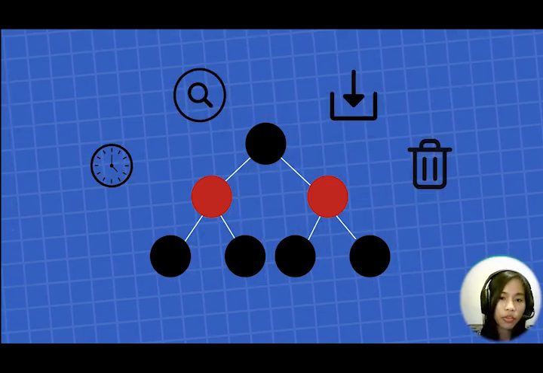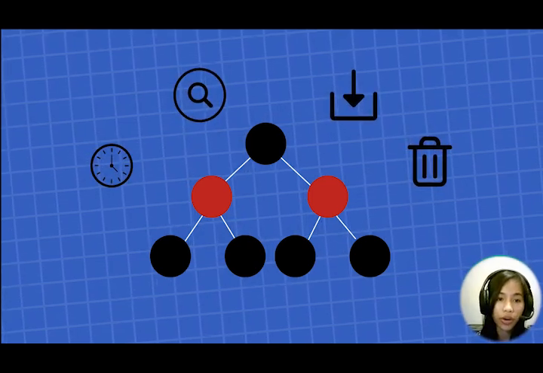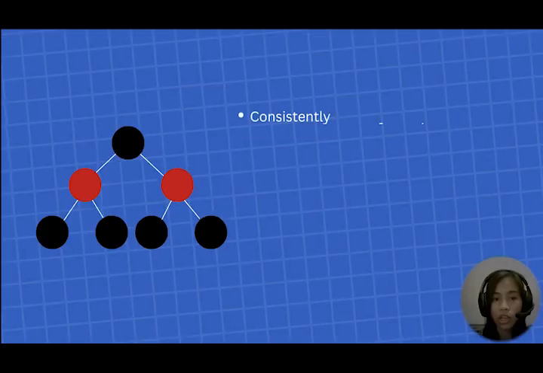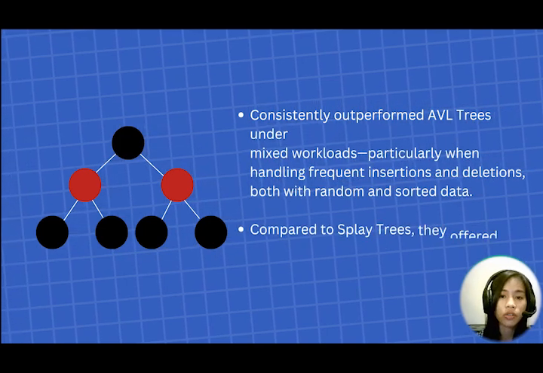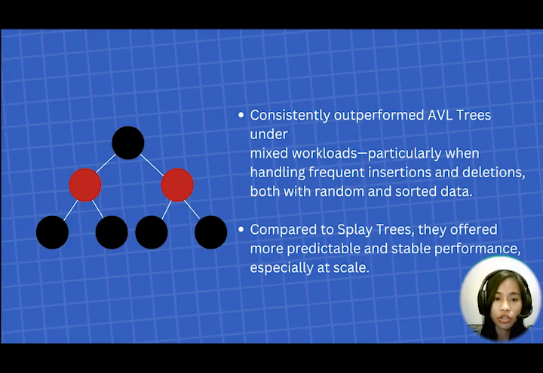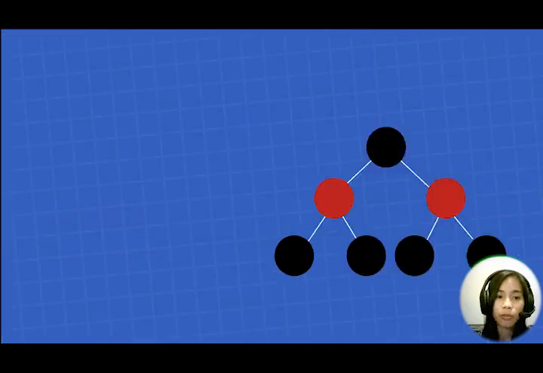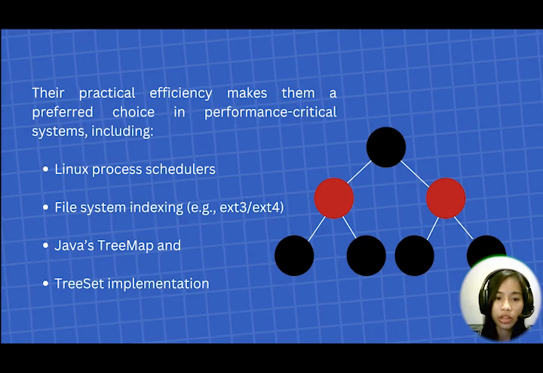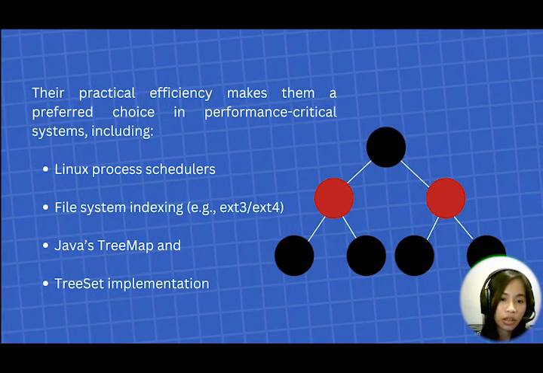Red-black trees stand out for their balanced trade-off between strictness and efficiency. They maintain logarithmic time for search, insert, and delete operations while requiring fewer rotations than stricter self-balancing structures like AVL trees. In benchmark testing, red-black trees consistently outperform AVL trees on mixed workloads, particularly when handling frequent insertions and deletions, both with random and sorted data. Compared to splay trees, they offered more predictable and stable performance, especially at scale. Their practical efficiency makes them a preferred choice in performance-critical systems, including Linux process schedulers, file system indexing, Java Stream API, and TreeSet implementations.